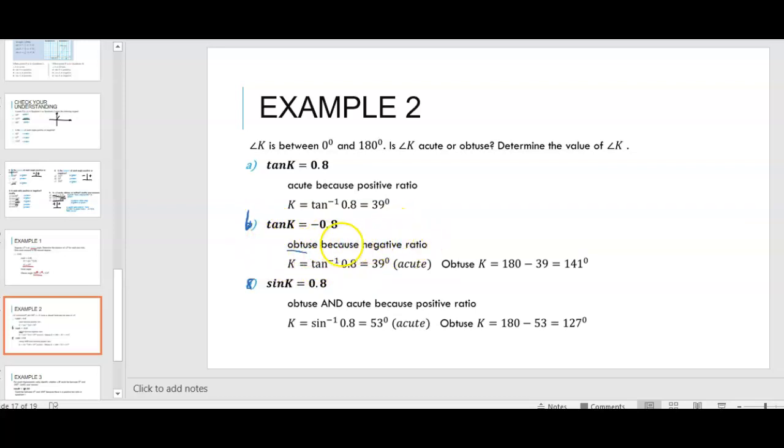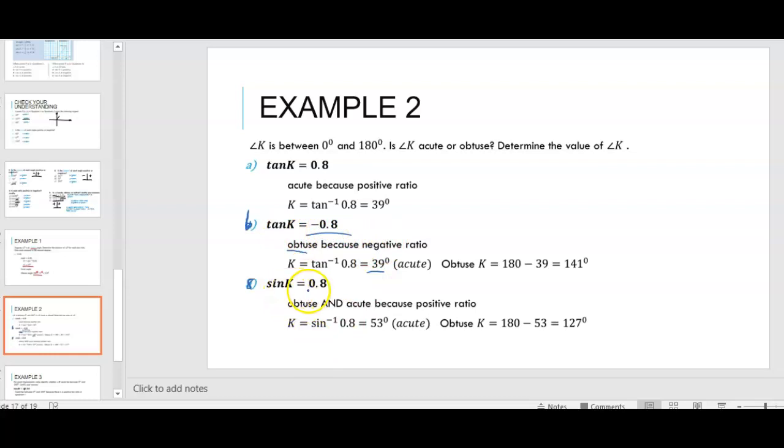How do we find out now the value of K? First, again, we're going to find the value of the acute angle. Tangent of, you see how we dropped the negative here so we don't have to deal with negative angles. So in your calculator, you're going to write inverse of tangent 0.8 equals 39 degrees. By dropping the negative sign, you're going to get the acute angle on the first quadrant. You're going to take that and subtract it from 180 to get the obtuse angle that has the ratio of tangent at negative 0.8.